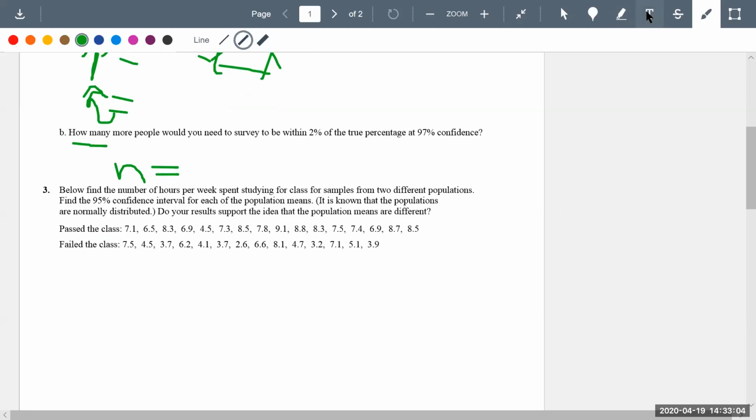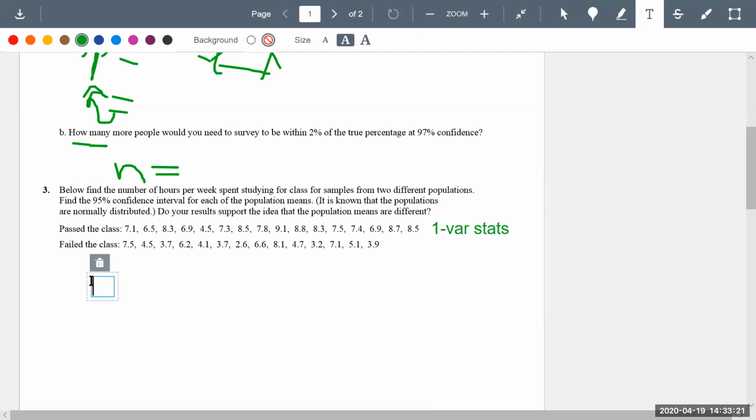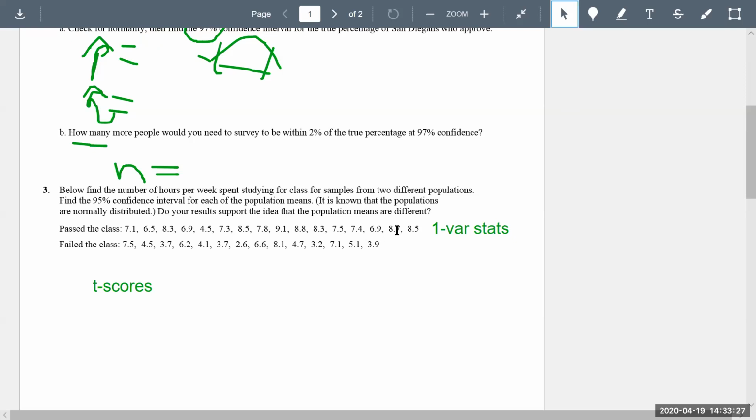Here's one. We did one like this in class. Each of these, you have to put it in and do one var stats, right? Put it into list 1, list 2, and you can do one var stats. You can get your x bar, you can get your s. So obviously this is going to take t scores. There you go, Jeff. You're going to do a confidence interval for each one.